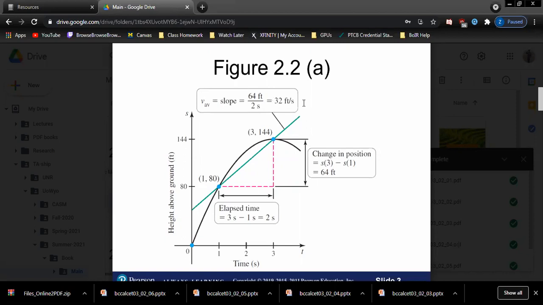Yes, can you repeat that? Sorry. Can you repeat the explanation?